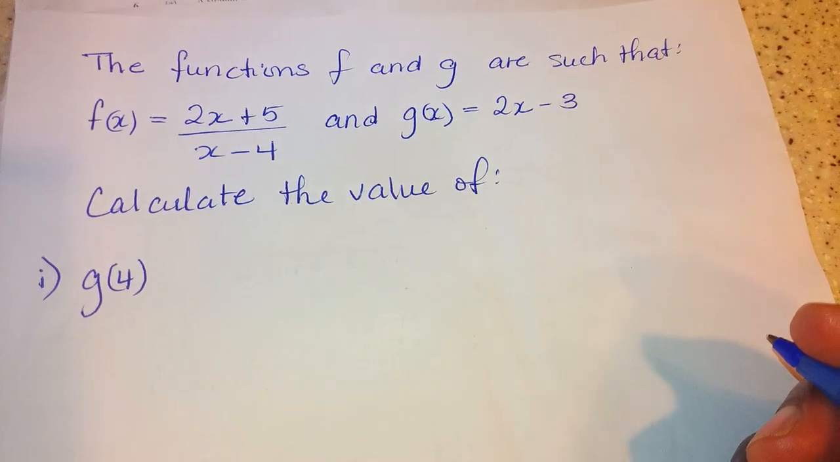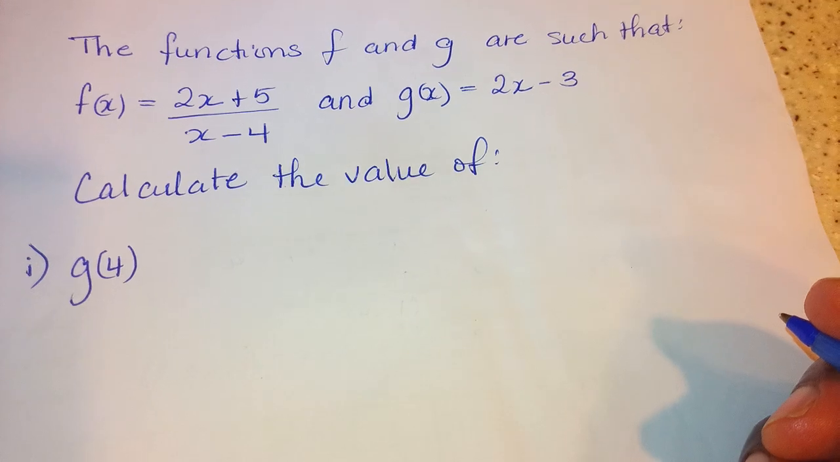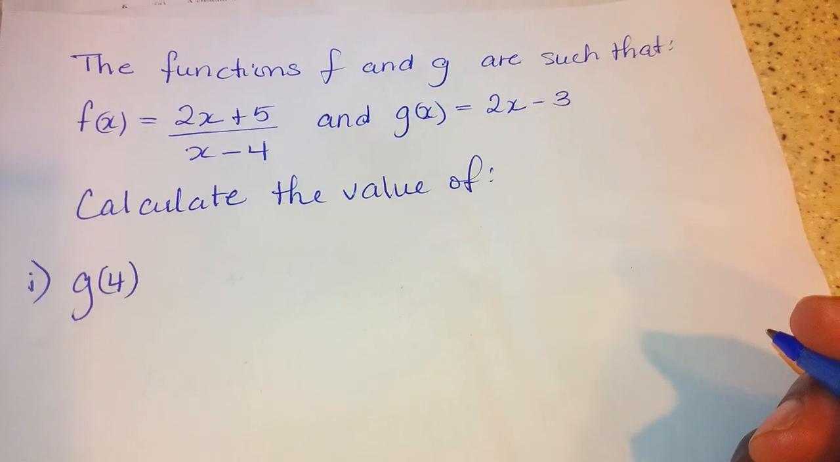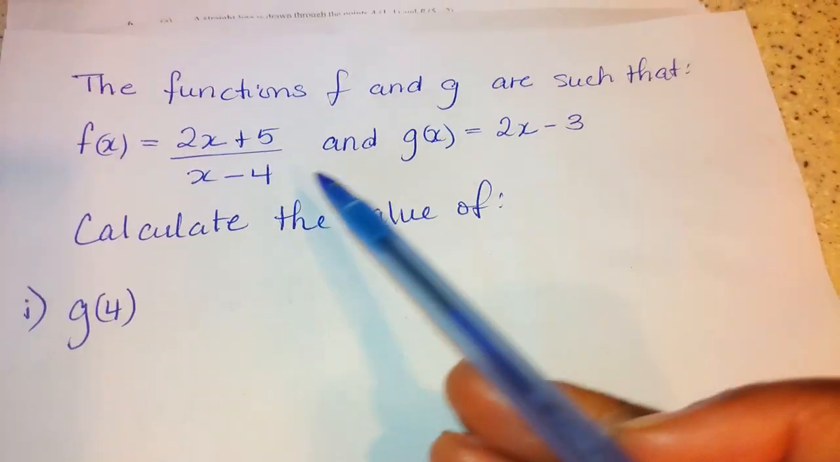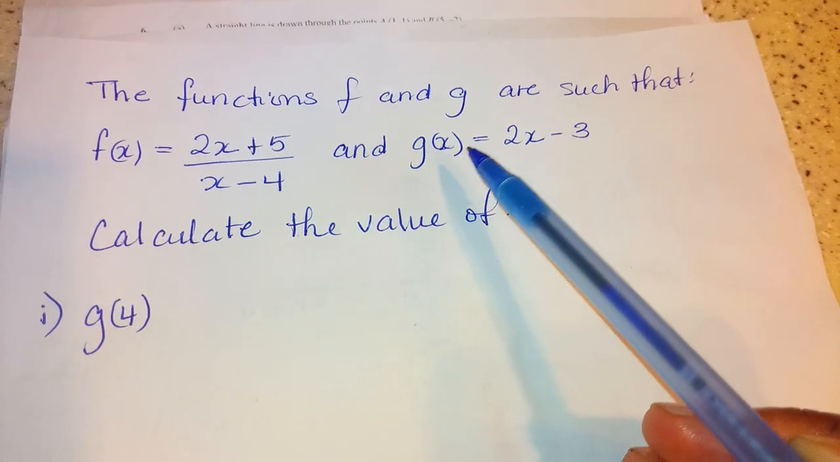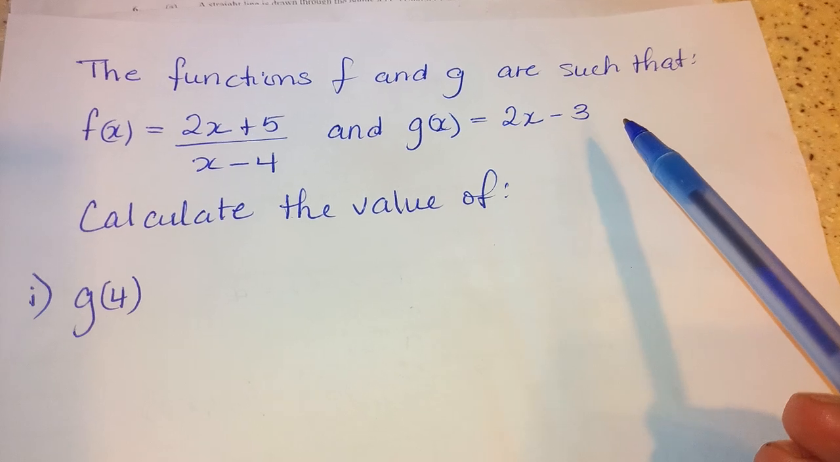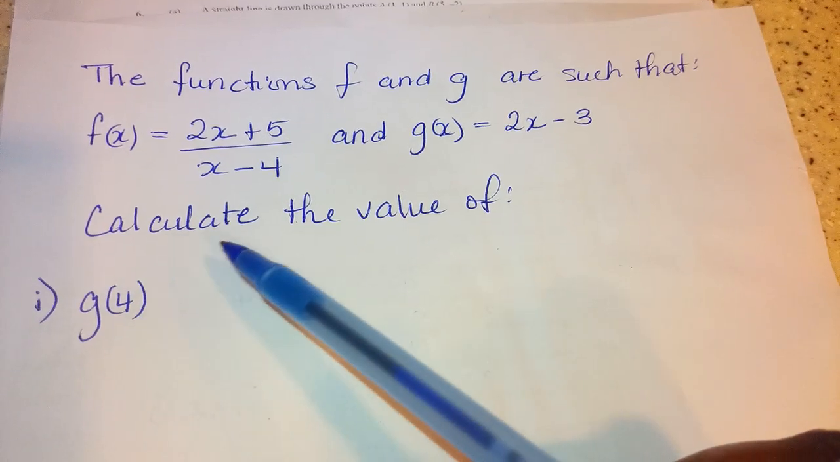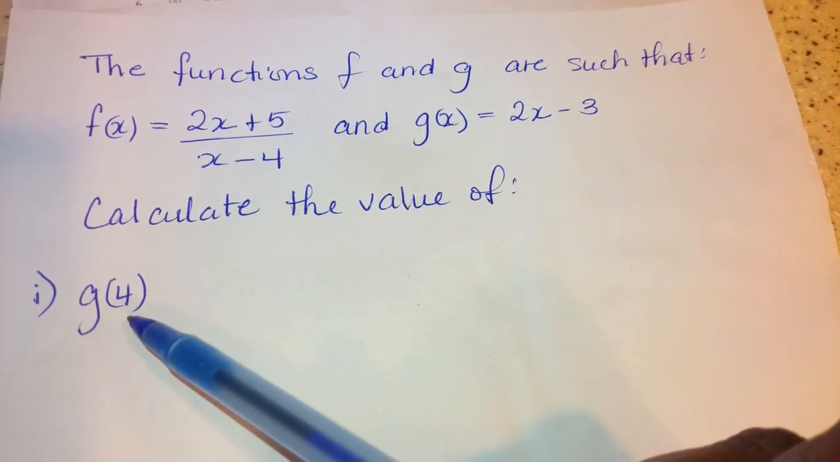The question goes, the functions f and g are such that f of x is equal to (2x plus 5) all over (x minus 4), and g of x is equal to 2x minus 3. And the question goes as follows, calculate the value of g of 4.